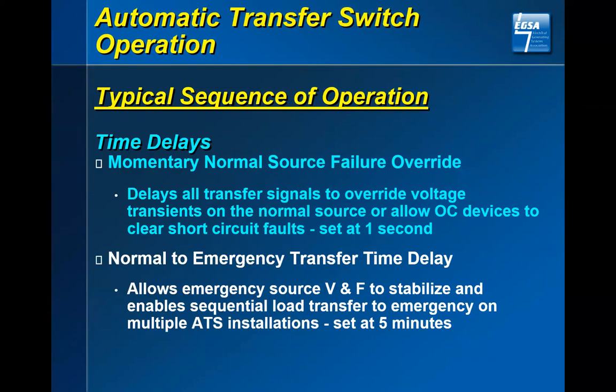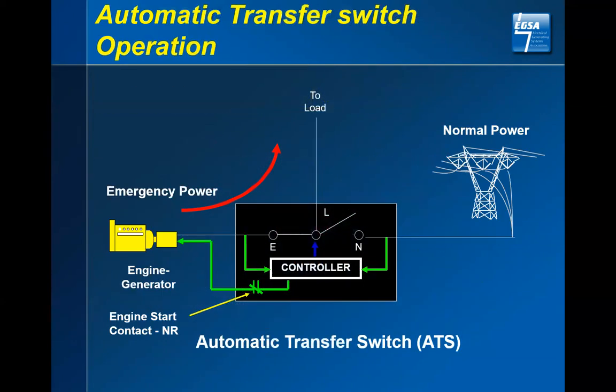Time delays, momentary. We typically set that at 1 second. In doing so, we're going to wait for that power. That's what I stated there. You see the engine start contact. It's a relay that is normally energized. When the power is lost, it closes that circuit, tells the power to go to the generator set and start it and make the transfer to emergency.